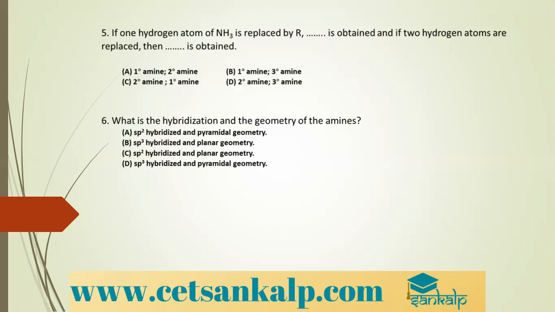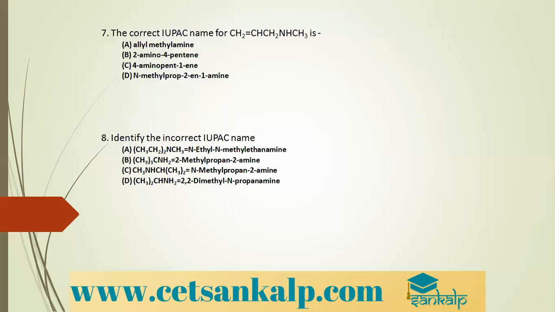Next, what is the hybridization and geometry of amines? Amines are alkyl derivatives of ammonia, so nitrogen is sp3 hybridized. But as soon as we say sp3 hybridization, the geometry is not tetrahedral, because there are lone pairs on nitrogen. So there will be lone pair bond pair repulsion as well as bond pair repulsion. Therefore, though the hybridization of nitrogen is sp3, the geometry is pyramidal. So the correct option is option D, sp3 hybridized and pyramidal geometry.